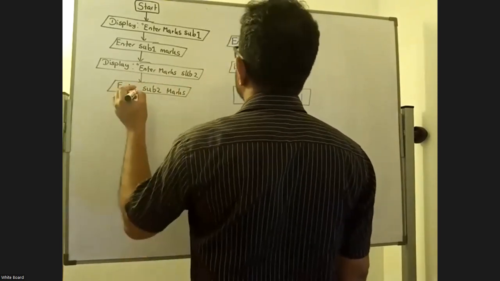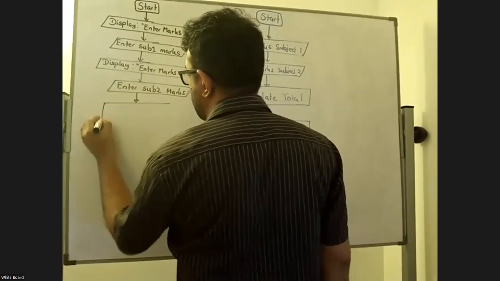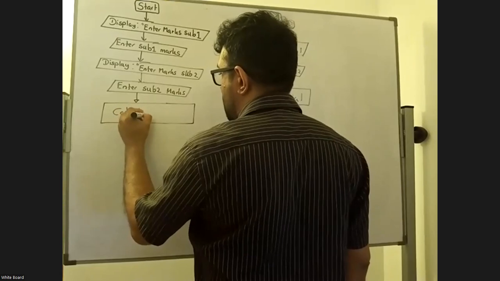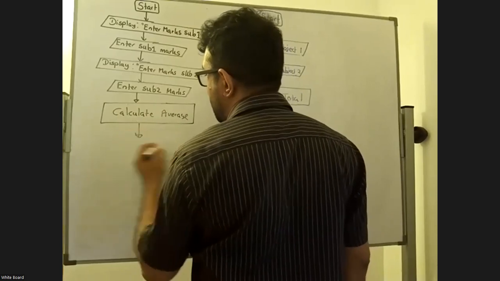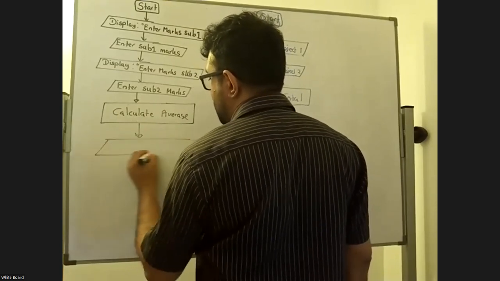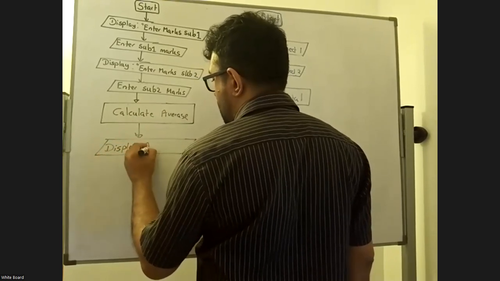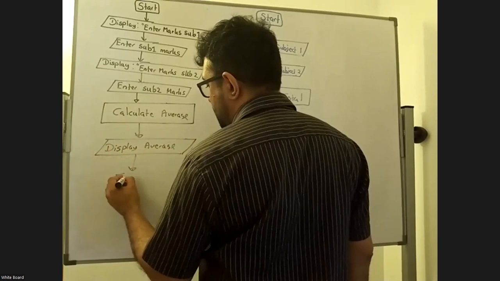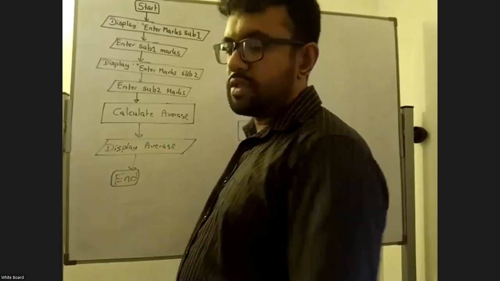Then we have to calculate average within this, and then finally we can display average. And then it ends. Okay, last one, draw this, that is the third option, or third way of doing it.